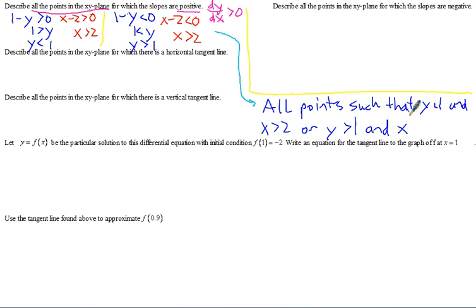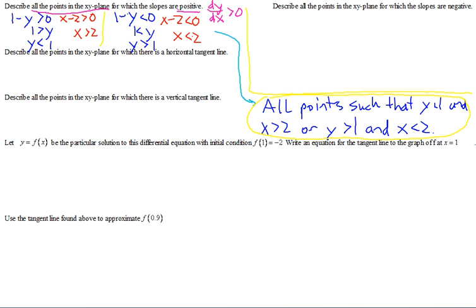Whoops. Just realized I accidentally changed the sign here. That should be less than 2. So that would be your answer for describing all the points in the xy plane for which the slopes are positive.